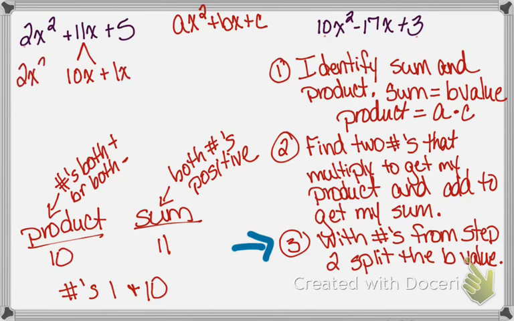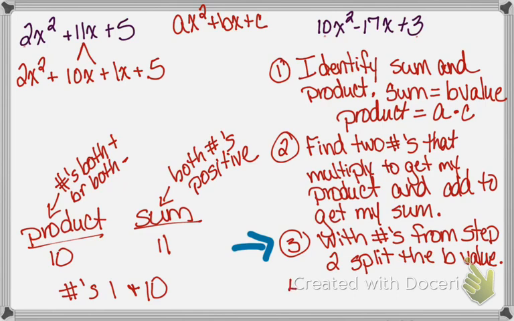Okay, so all I've done here is I've split the B value. I've got 11x. I split that to 10x plus 1x. Is 10x plus 1x still 11x? Yes, so I haven't changed the value. What I've done is I've split it. I've broken it down more. So if you get that third step, you're good.